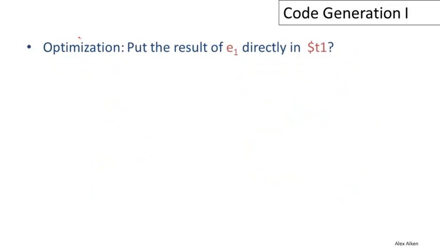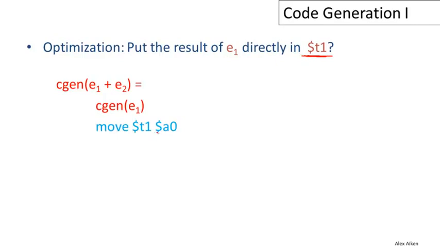So let's think about a possible optimization to this code. Instead of pushing the result of E1 on the stack, what if we stored the result of E1 in a temporary register T1? What would the code for that look like? Well, in that world, to generate code for E1 plus E2, what would we do? We'd generate code for E1, and that would be followed now by, instead of pushing the result on the stack, we would take the result of E1, which of course is in the accumulator A0, and we would store it in a temporary register. And then we would generate code for E2.